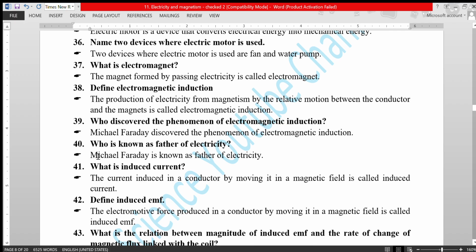Who discovered the phenomenon of electromagnetic induction? Obviously, Michael Faraday. Who is known as father of electricity? Michael Faraday. What is induced current? The current induced in a conductor by moving it in a magnetic field is called induced current. Define induced EMF. The electromotive force produced in a conductor by moving it in a magnetic field is called induced EMF.